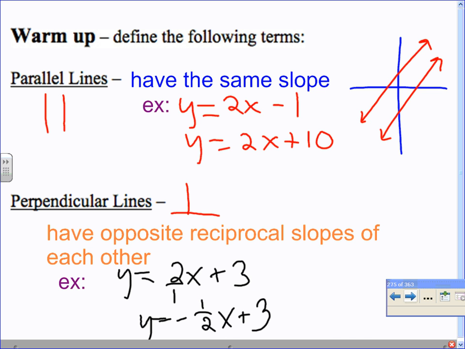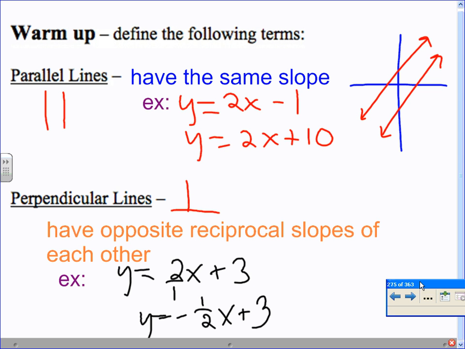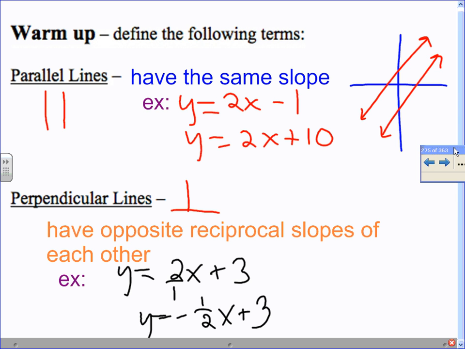Yep. Okay, perpendicular. Thanks for transitioning me there. Perpendicular lines have opposite reciprocal slopes. So I'm going to talk about what that means in a second. The symbol for perpendicular is an upside down T.